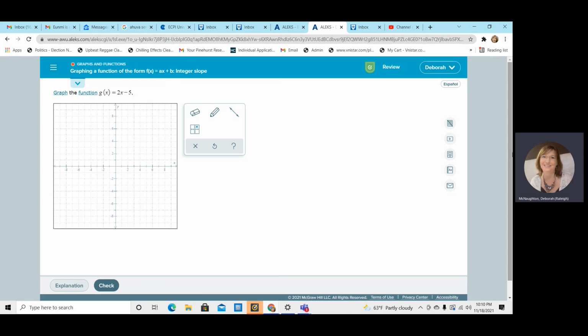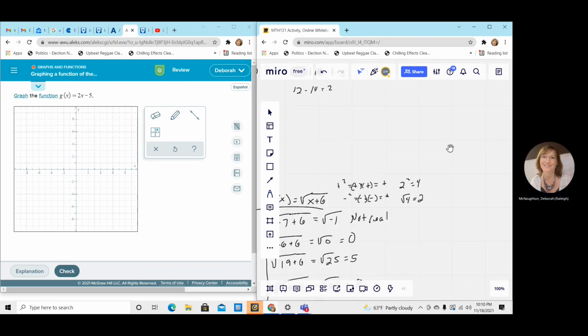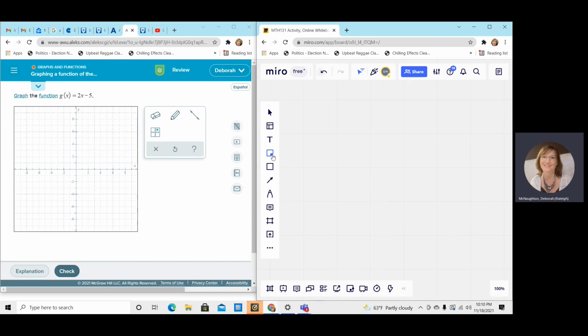Let me make this a little smaller. There we go. And now we will put it next to our Miro board. Find some blank space, right?